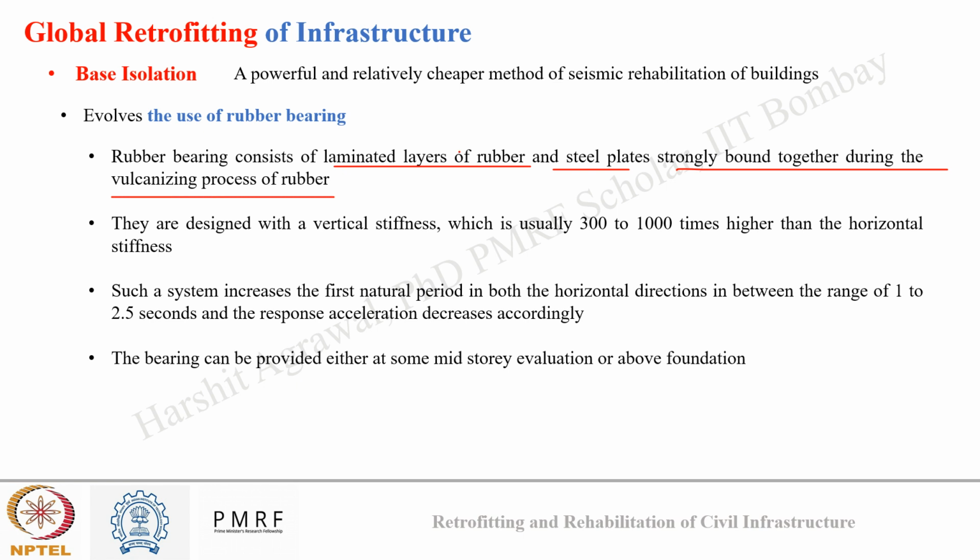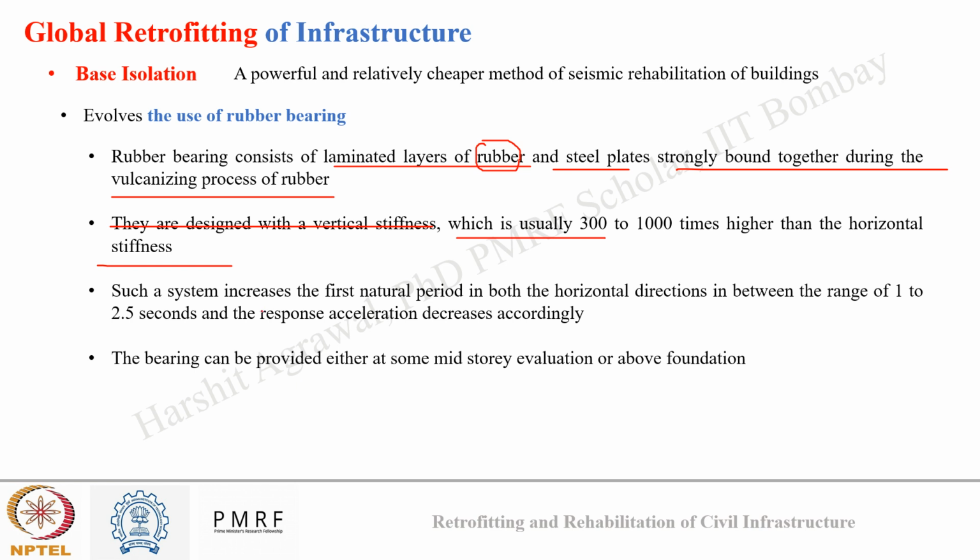Okay, so rubber is the main thing that absorbs the vibrations coming from the ground. And they are designed with a vertical stiffness usually 300 to 1000 times higher than the horizontal stiffness. So they have a very high vertical stiffness, however very low horizontal stiffness, which helps them to vibrate upon earthquake.